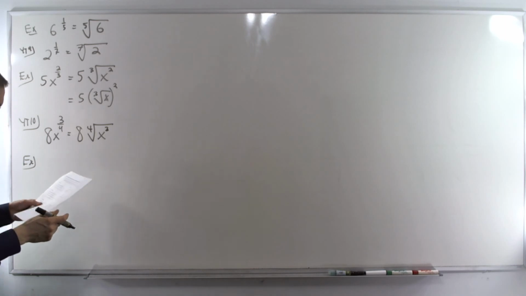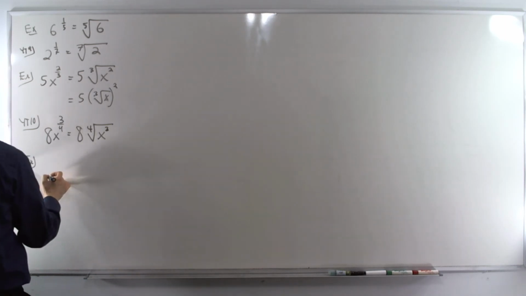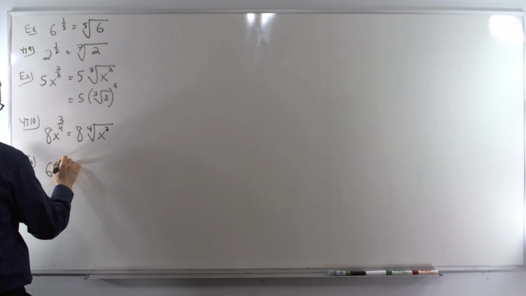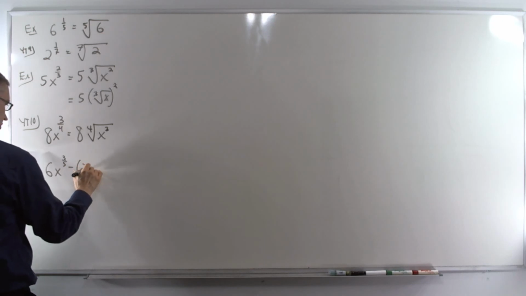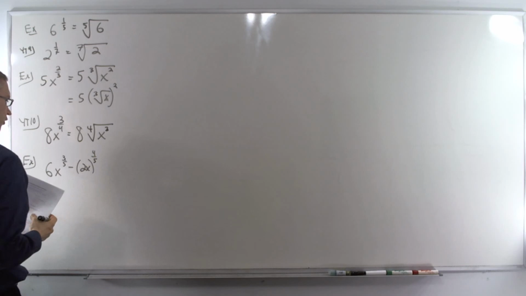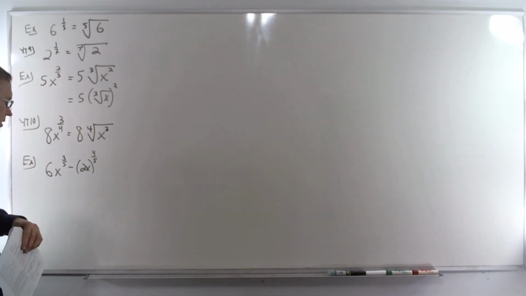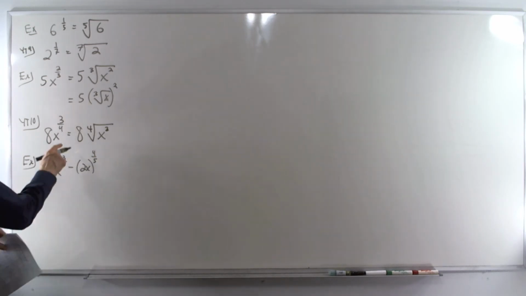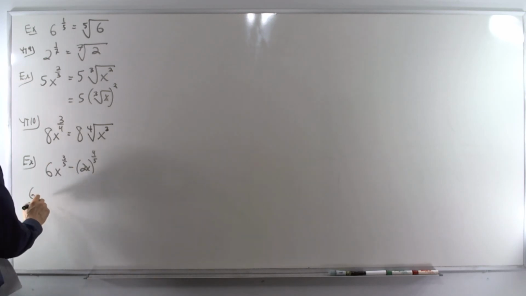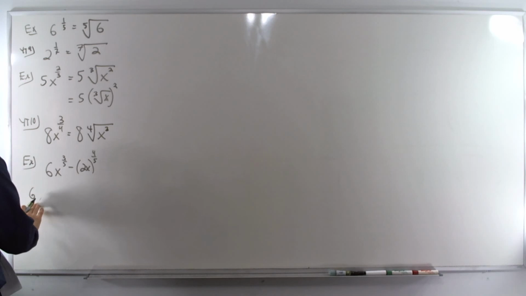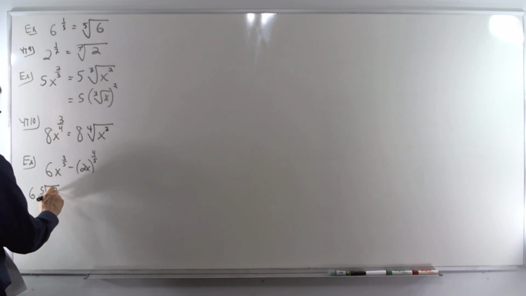All right, next example. 6x to the 3/5 power minus 2x to the 4/5 power. Over here, we have the same situation we did here. 6 is not involved in the exponent, so that stays out front. And then we've got the 5th root of x to the 3rd.